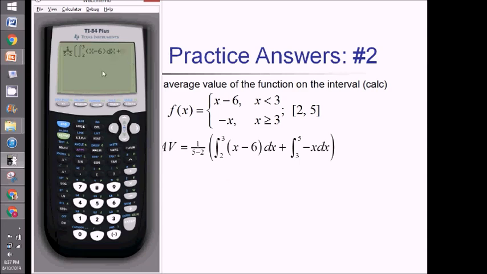So let me show you what I've got so far. I have the 1 over 5 minus 2, integral from 2 to 3 of that first function. And now I'm going to do plus, and then for the other integral, we're still doing math 9 for integrals. Now I'm going from 3 to 5, and I have the function negative x, and then dx. And you can close the parentheses if you want. And that all comes out to negative 3.833 if you round it off.